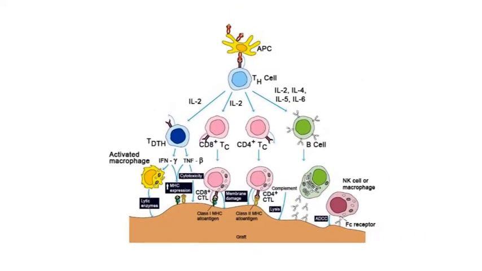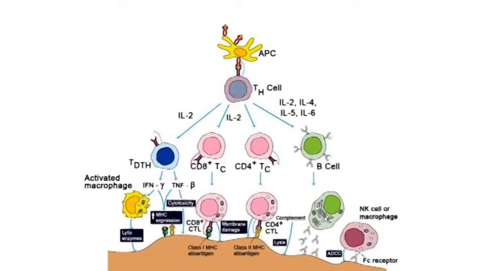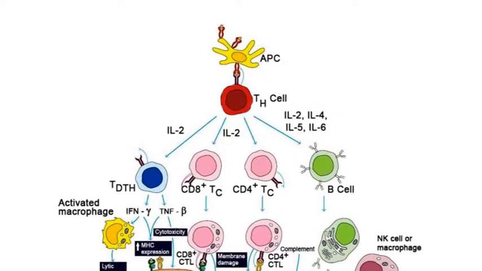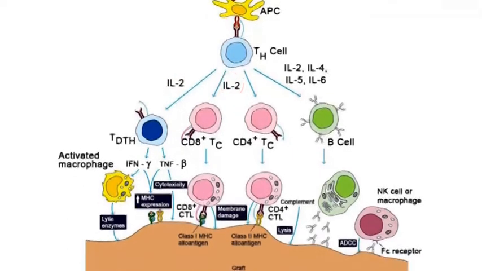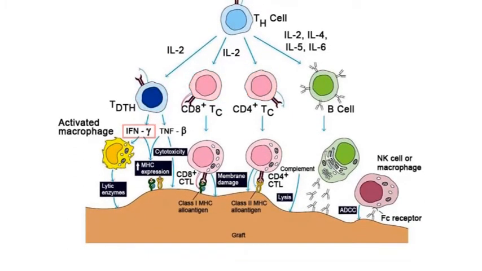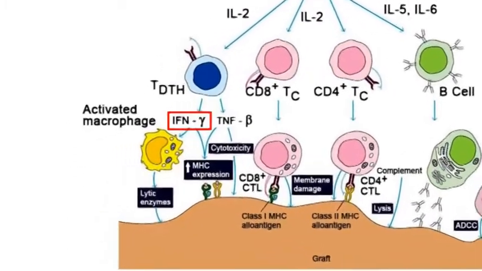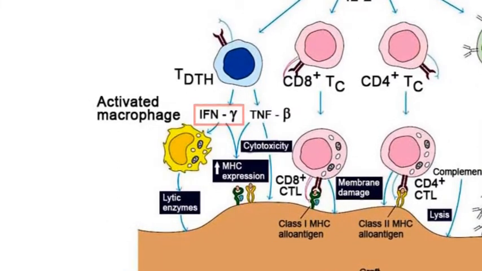The cytokines secreted by the T helper cells also play a significant role in graft rejection. For example, interleukin 2 induces T cell proliferation. Interferon gamma induces recruitment of macrophages in the graft region. TNF-beta has a direct cytotoxic effect on the graft cells.